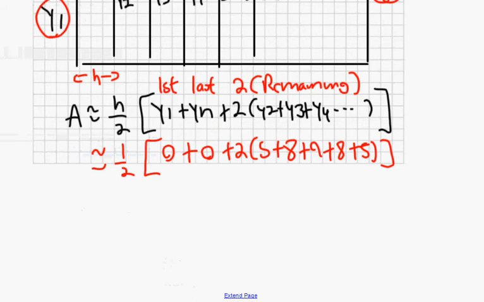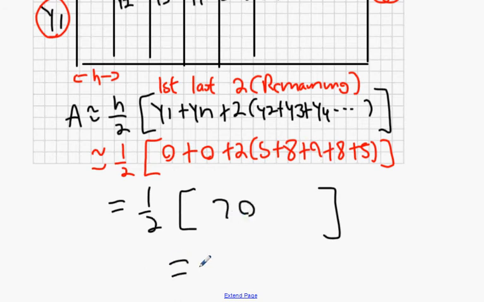So guys, what happens next is this. It's going to be a half, and you just put all that into the calculator. I think that's going to turn out to be 70. So a half times 70 is 35. Your trapezoidal rule gives you 35. Is that okay? Alright.